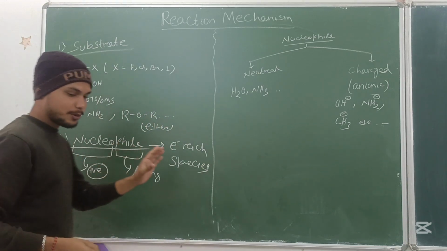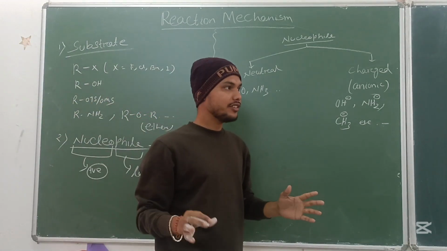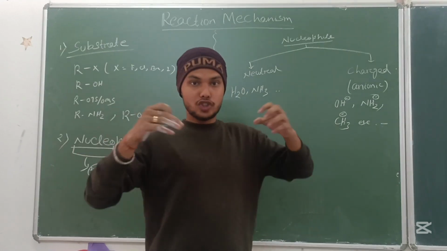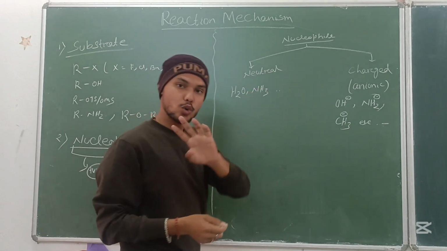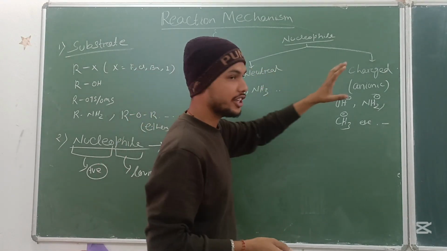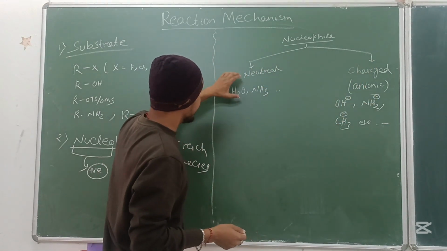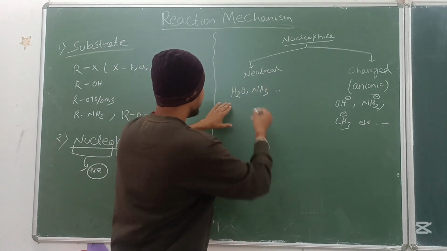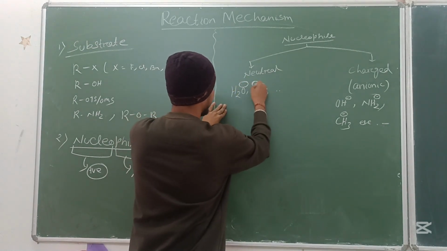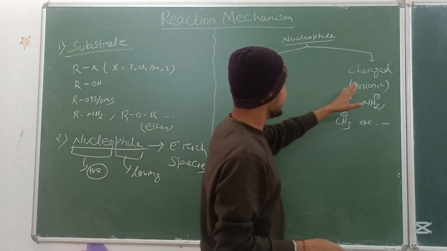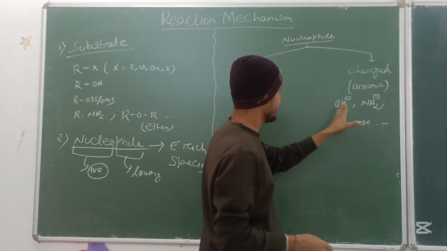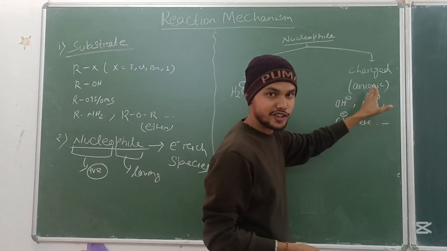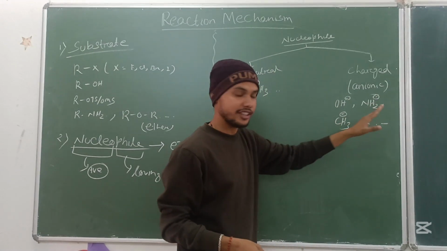So electron rich species. What do you mean by electron rich species? That means electrons are highly concentrated on the nucleophile. So nucleophiles are of two types: one is neutral and one is charged. In a neutral nucleophile, there is a lone pair present. Similarly, in charged, that means anion species, negative charge is present, जैसे कि OH minus, NH2 minus, CH3 minus, and etc.